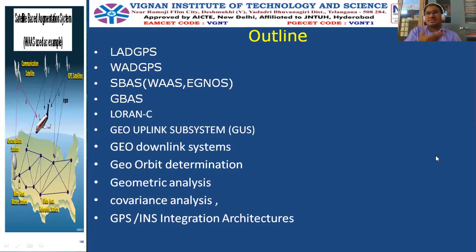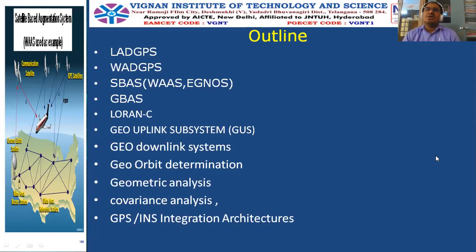Augmentation is a way of improving the calculations, improving the accuracy, removing the errors, improving the precision, and providing reliable corrections.